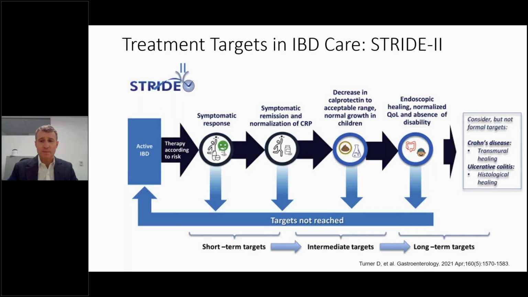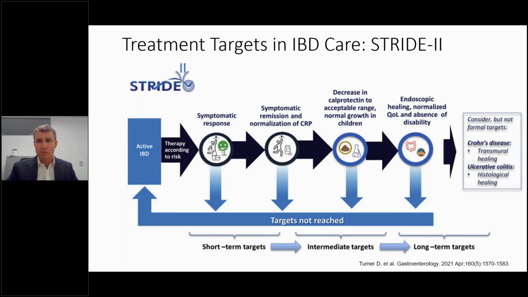And so this was a critical publication, the STRIDE-2 guidelines, which were published just a few years ago, that really lay out some of the short-term targets that we should be thinking about and discussing with patients, intermediate and then long-term targets, i.e. mucosal healing, as well as the avoidance of disease progression. And so you can see early on some of our short-term targets include a symptomatic response to therapy, as well as that biomarker remission and normalization, and then progressing towards, in the long term, that status of mucosal healing.